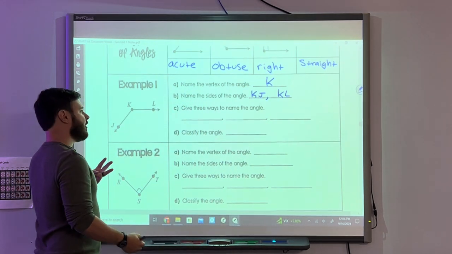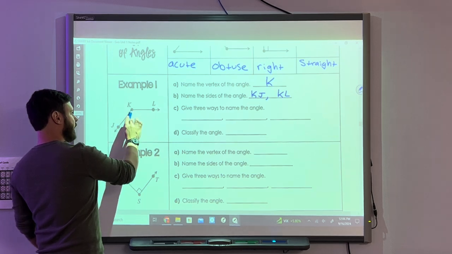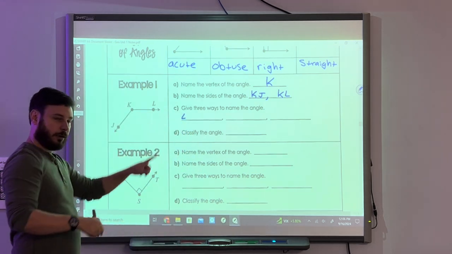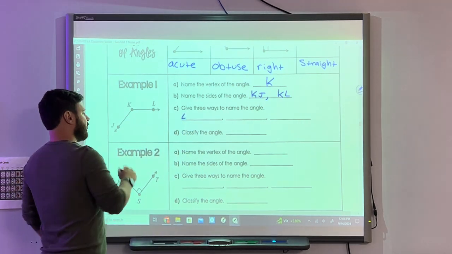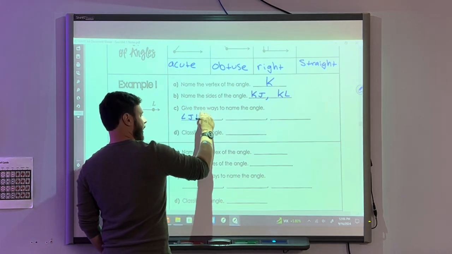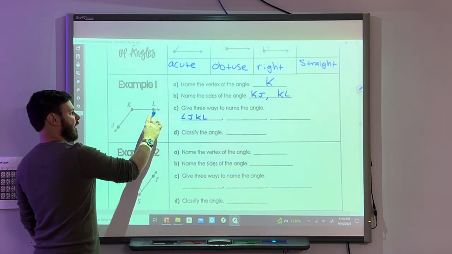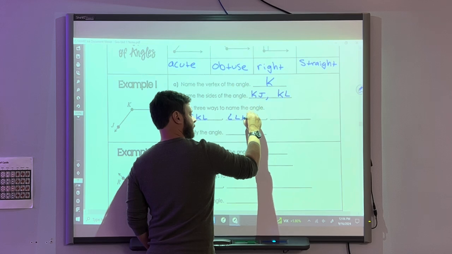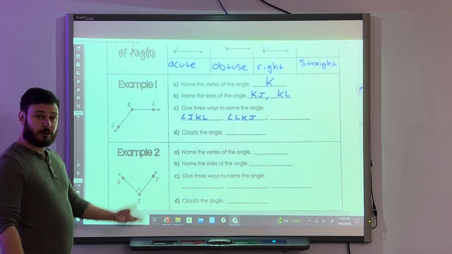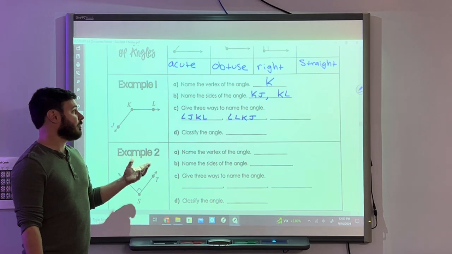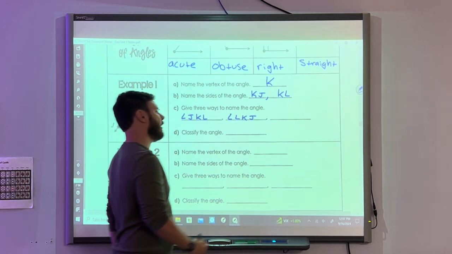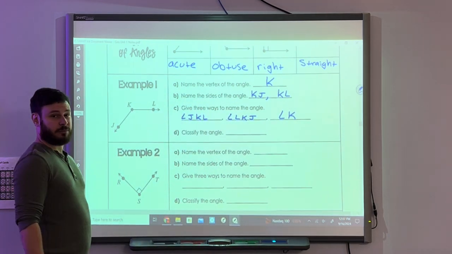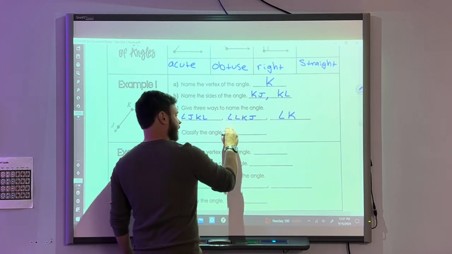And then there's 3 ways to name this. I need to just go in order. So JKL, just like I'm tracing this, would be fine. That little symbol there, that little L that's squeezed, that's the notation for angle. So this is angle JKL. I can also go backwards, angle LKJ. And the third way we can name this angle is just by its vertex, because there's only one angle we're talking about. This can just be angle K. And then lastly, classify: is this obtuse, acute, right, straight? It's more than 90 degrees, so it's obtuse.